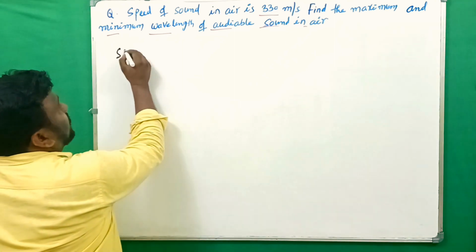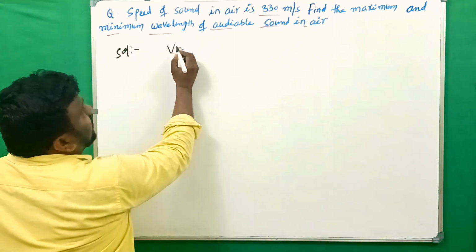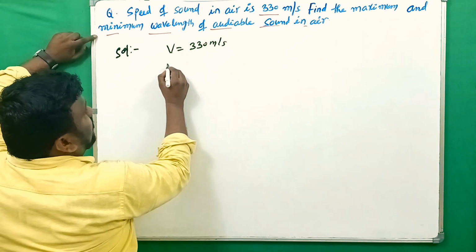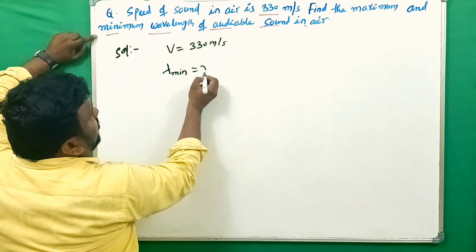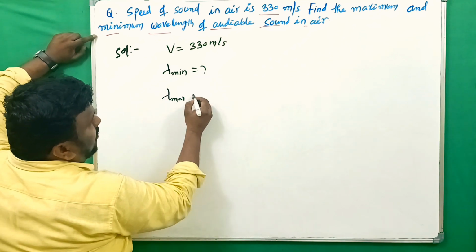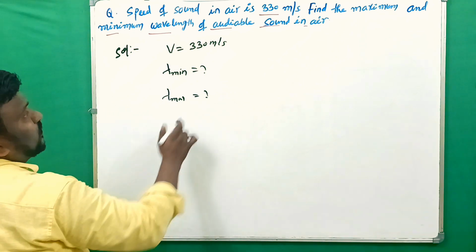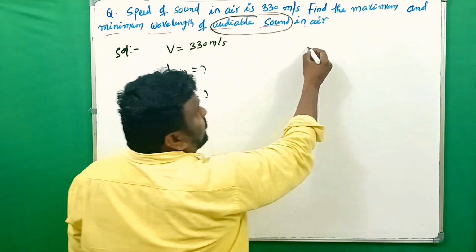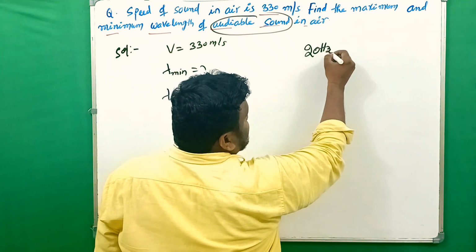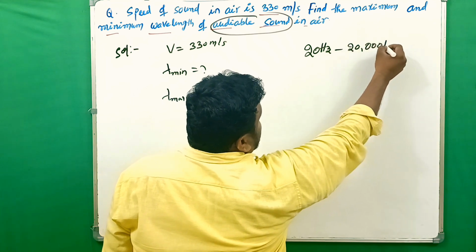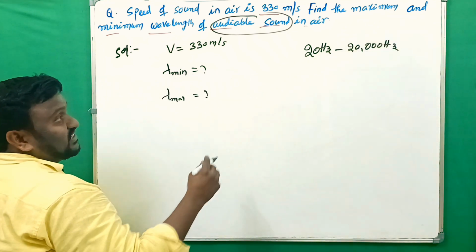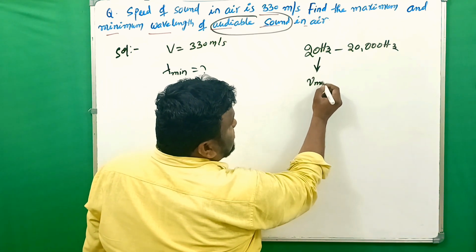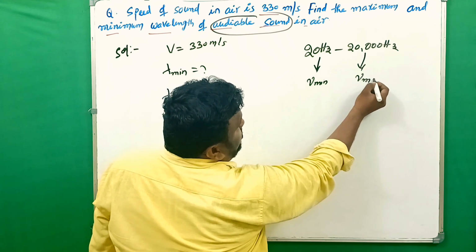What is given? The speed of sound in air is 330 meters per second. What do we have to find? λ minimum and λ maximum. The given clue is audible sound. We know the audible frequency range is 20 hertz to 20,000 hertz. So 20 Hz is the minimum frequency and 20,000 Hz is the maximum frequency.